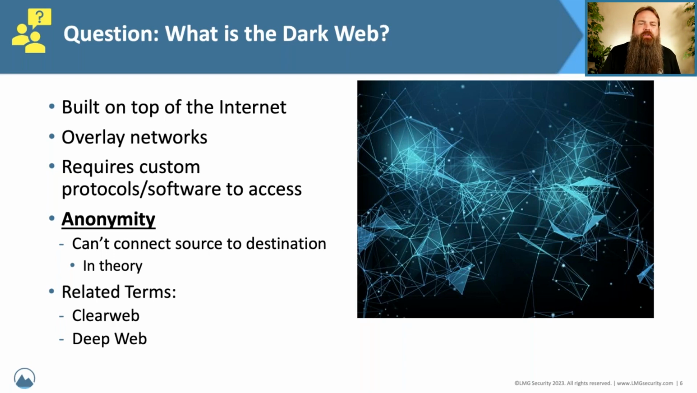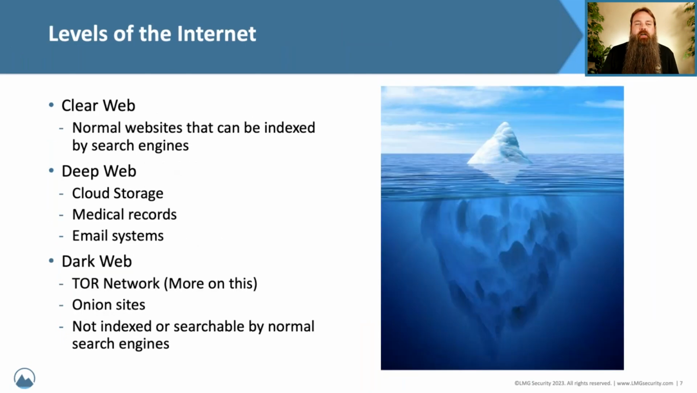There's also a couple of other terms that you'll hear me use throughout the presentation. One of them is going to be clear web, the other one's going to be deep web. So let's talk about what those mean here for just a quick second. The clear web is basically defined as any normal websites that can be indexed by a search engine. These are the things that you can visit on a daily basis. These are going to be e-commerce websites, news websites, basically anything that you can type into Google and pull back. That only makes up about 5% of the overall internet.